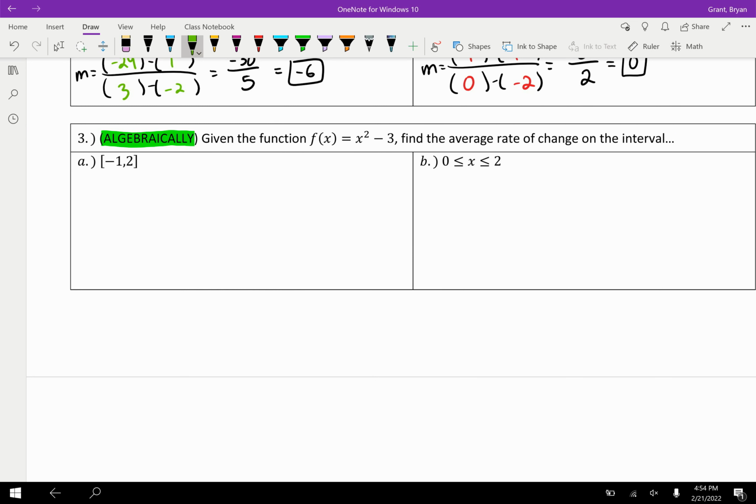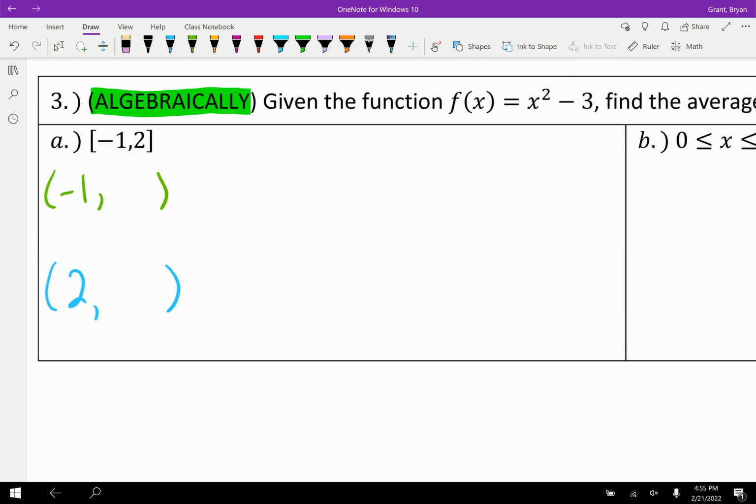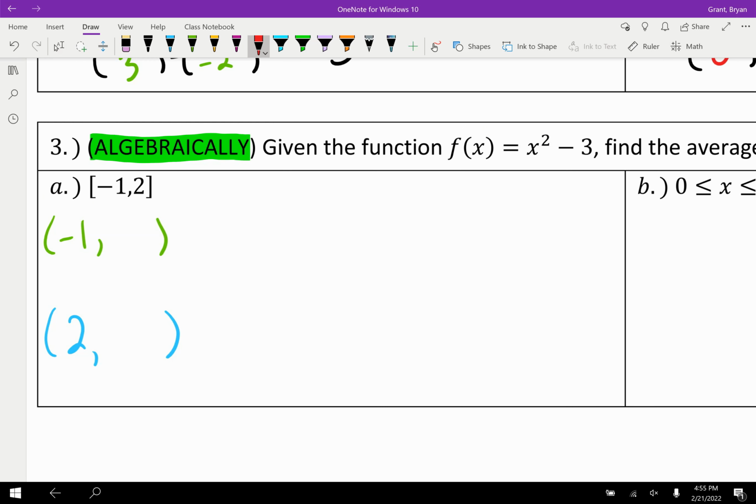So, given the function, find the average rate of change on the interval from negative 1 to 2. So, negative 1 comma something and 2 comma something. All right, I'll leave a little space here. There we go. Well, we have x's, but we're looking for y's. And when we had a graph, we looked on the graph. Table, we looked in the table. Algebraically, maybe we should look in the equation. And sure enough, we need to remember this says f of x equals x squared minus 3, but f of x can always be replaced with y if that makes you more comfortable.